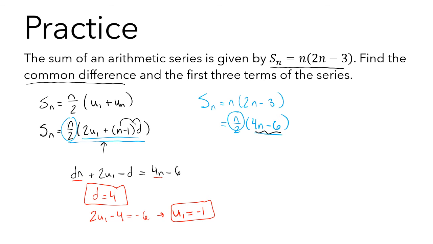Now let's find the first three terms. Well, u1 is equal to negative 1, so u2 would be equal to positive 3, and then u3 would be equal to positive 7.